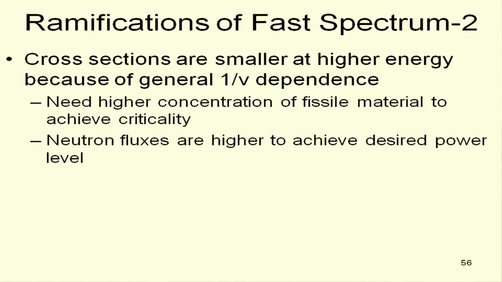Second, remembering back to the cross-section diagram and the 1/V shape, cross-sections at high neutron energies are quite a bit smaller than the cross-sections at low neutron energies. The physical reason is the neutron doesn't spend as much time around the nucleus because it's going too fast. So that's a physical explanation for it.